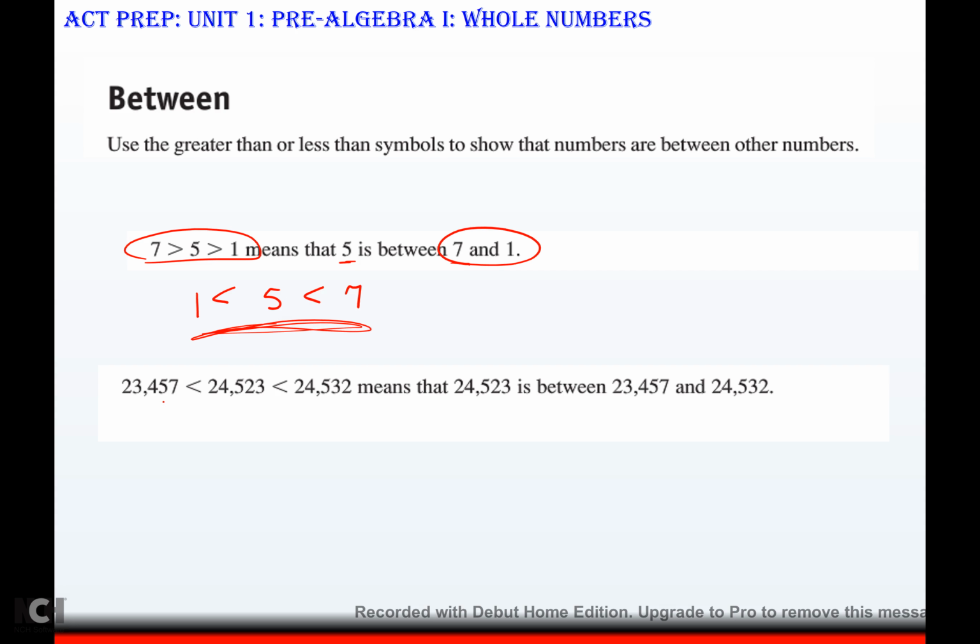So like on this one, you've got 23,000, that's the smallest, and you've got two 24,000s, there's a 5, there's a 5, there's a 2, there's a 3, that means this one's the biggest. So you've got the smallest, the middle, and the biggest, and if you always go from smallest to biggest, I promise your arrows will always point left. But again, keep in mind that that alligator has to be eating the bigger number between the two that it's between.